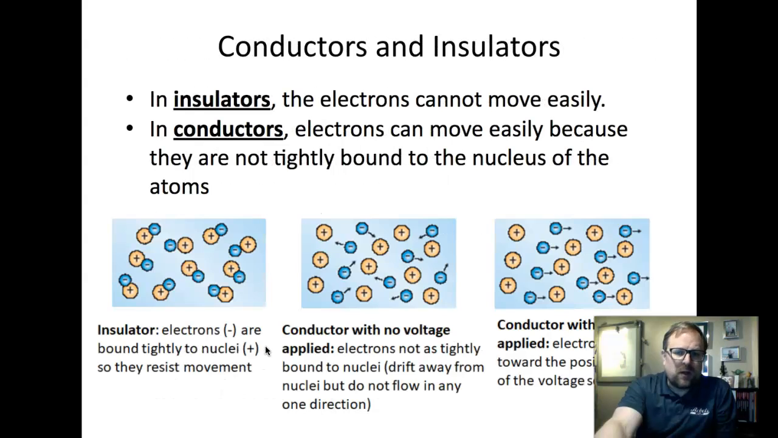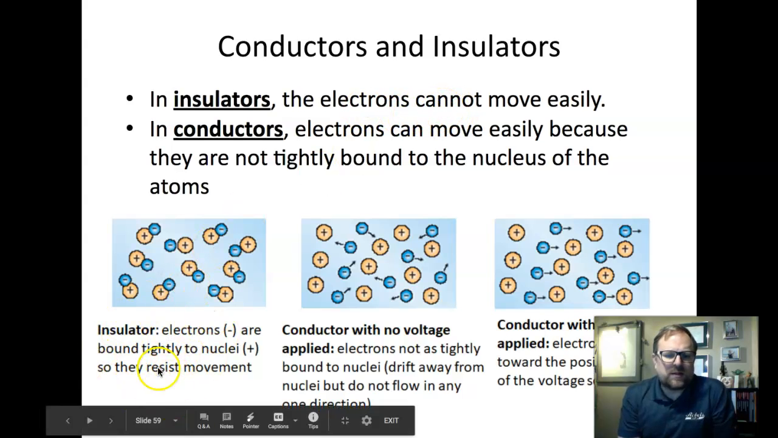So this leads me into talking about conductors and insulators. And these are important terms to remember when we're trying to control the current that is flowing through an object. An insulator is something in which the electrons cannot move easily through.